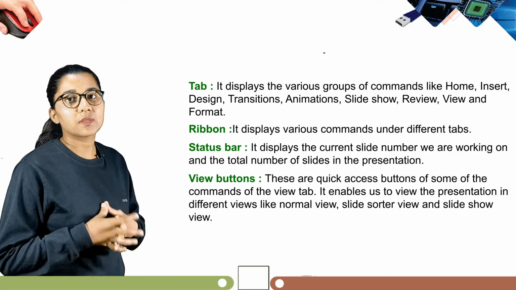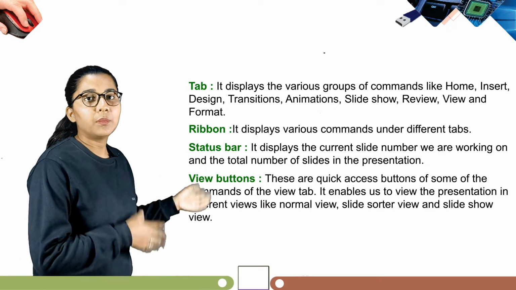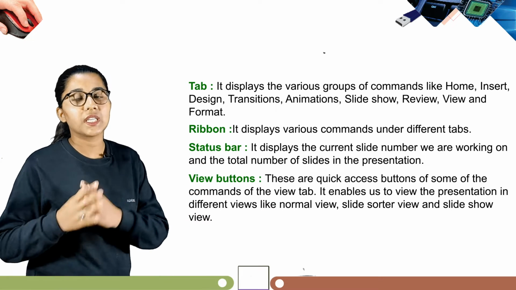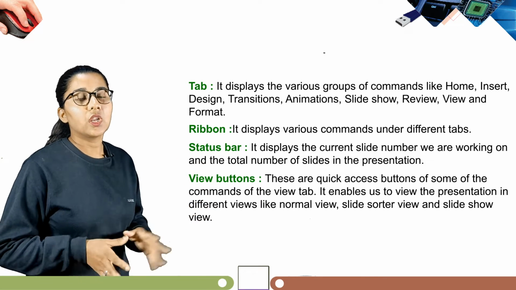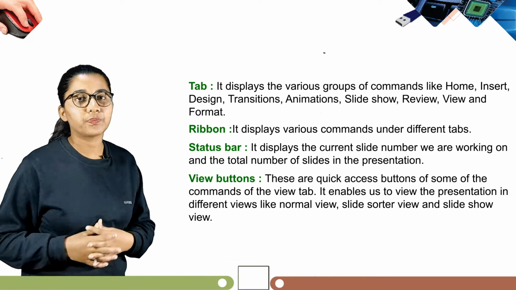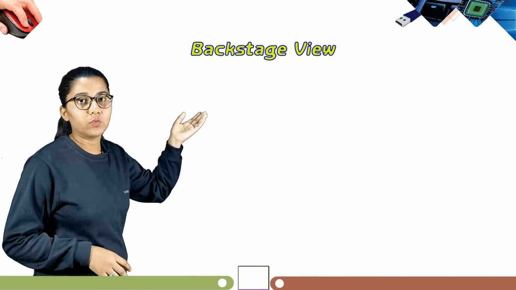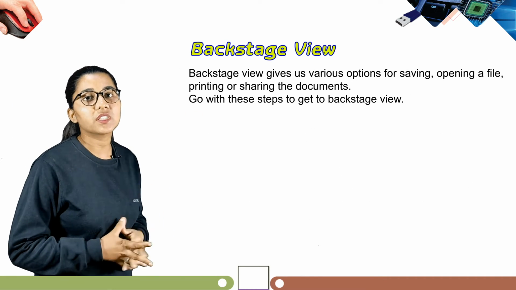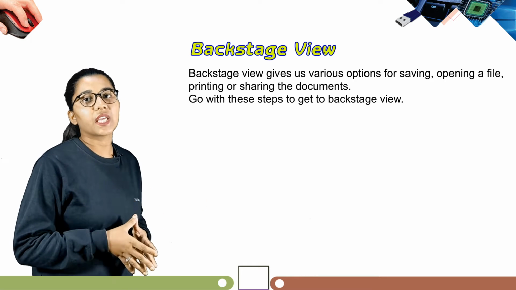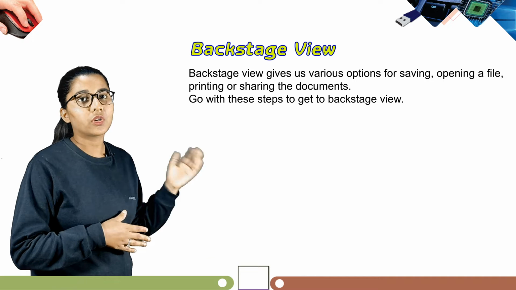These are quick access buttons of some of the commands of the View tab. It enables us to view the presentation in different views like normal view, slide sorter view and slideshow view. So now students, our next topic is Backstage View. Backstage View gives us various options for saving, opening a file, printing or sharing the document.